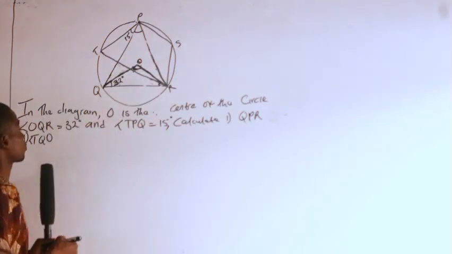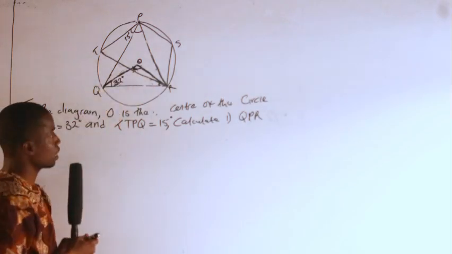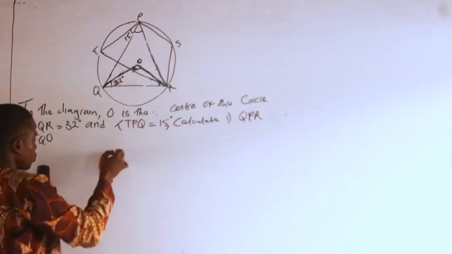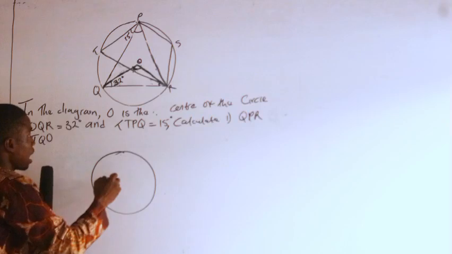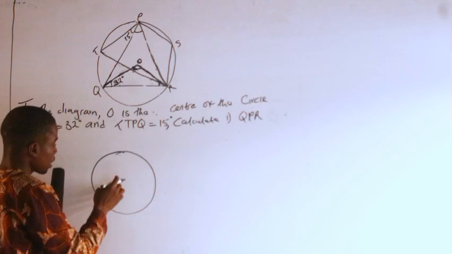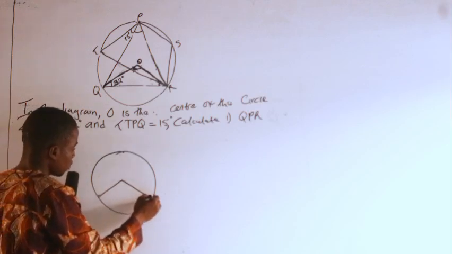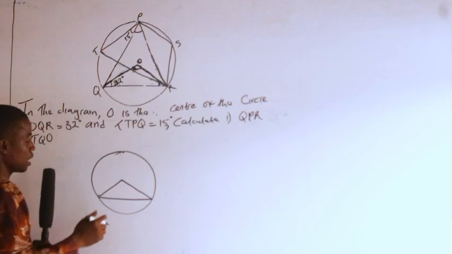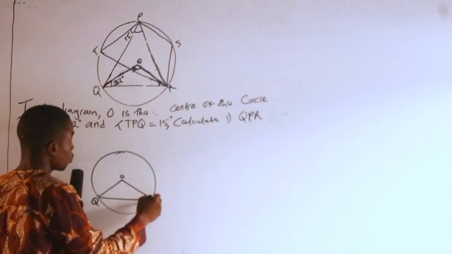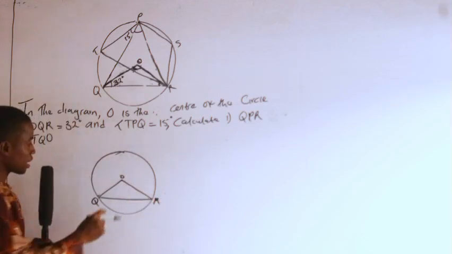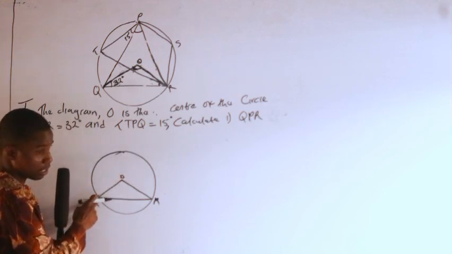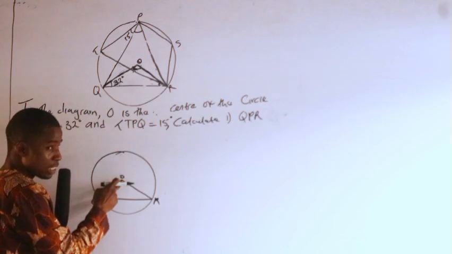Now let us look at this angle. We have a lot of angles here. Look at the circle. I have told you that when you have an angle that moves from the center of the circle to the circumference, you must know that this is angle O, Q, and R. Notice that this one starts from the center of the circle and moves to the circumference.